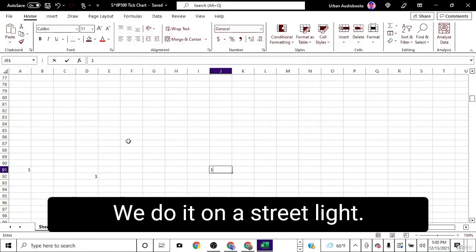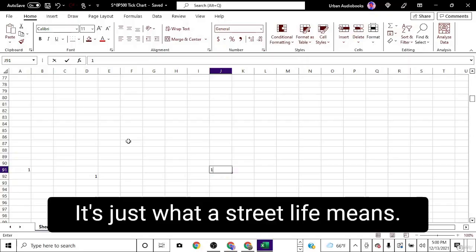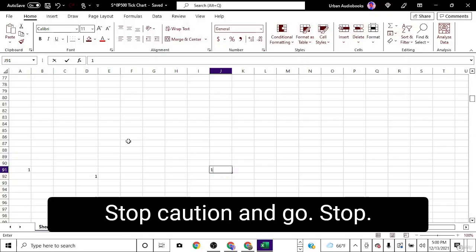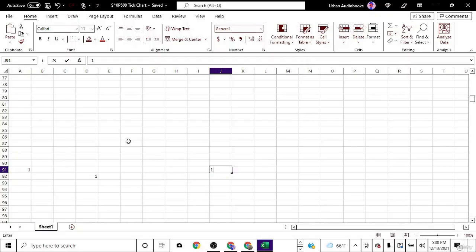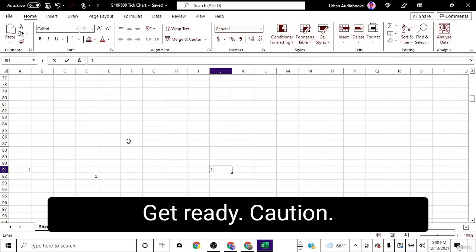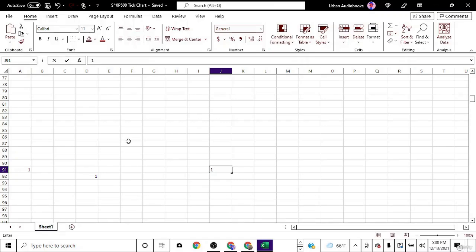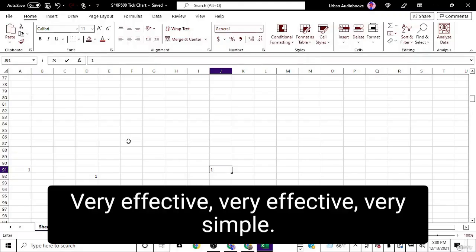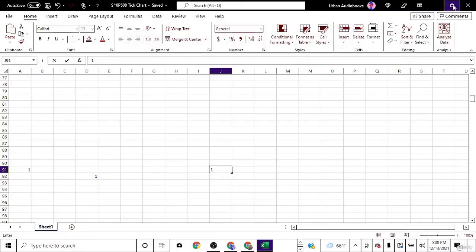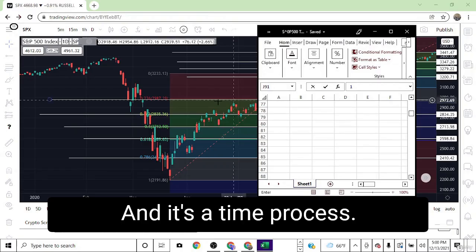We know if we go down a street, it's just what a street light means: stop, get ready, and go. Tick chart. Very effective, very simple. And it's a time process.